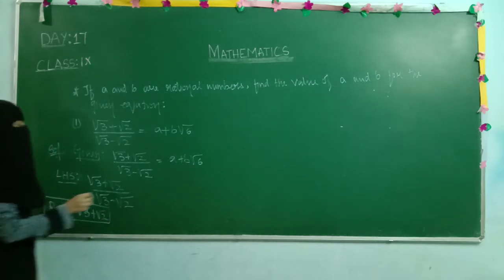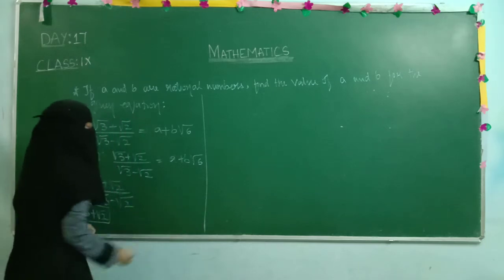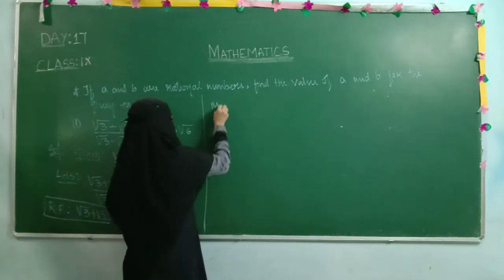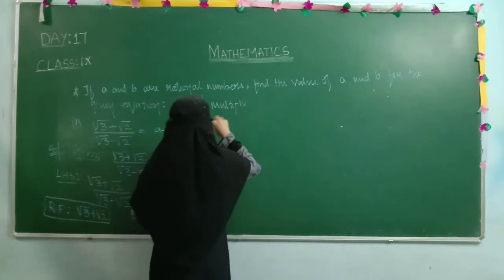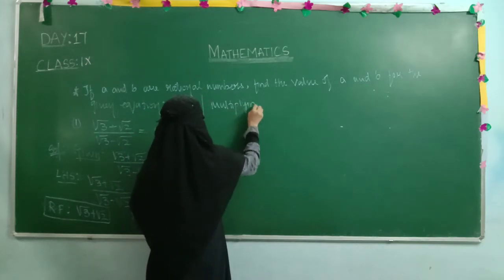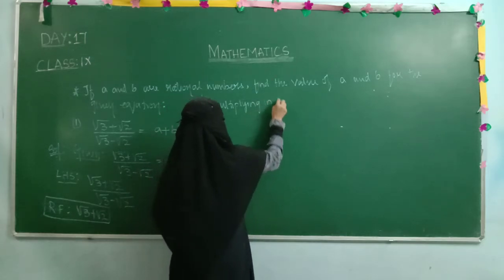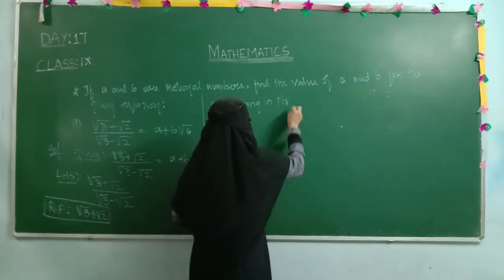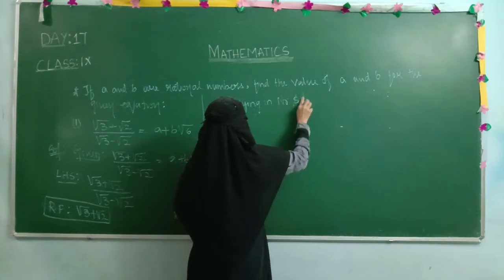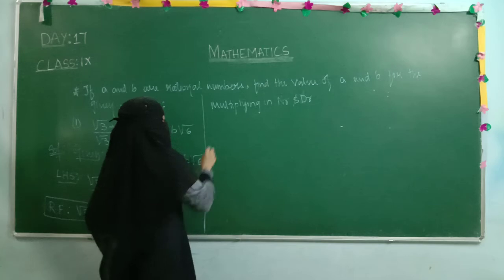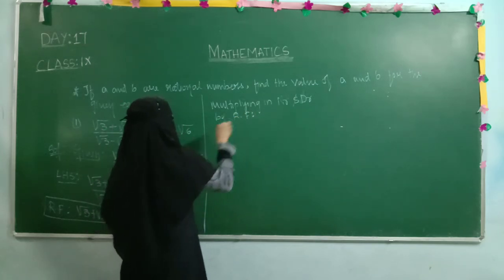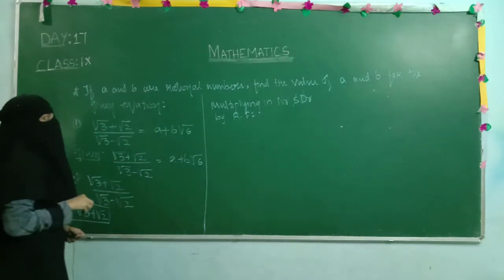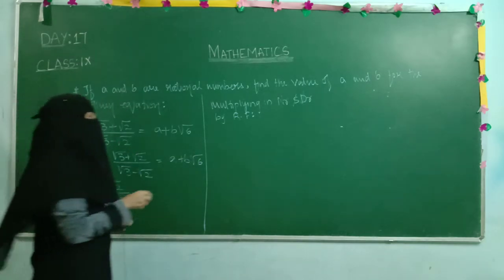This is your rationalizing factor. The second step is multiplying in numerator and denominator by RF. N stands for numerator and DR stands for denominator. What is RF? Rationalizing factor.